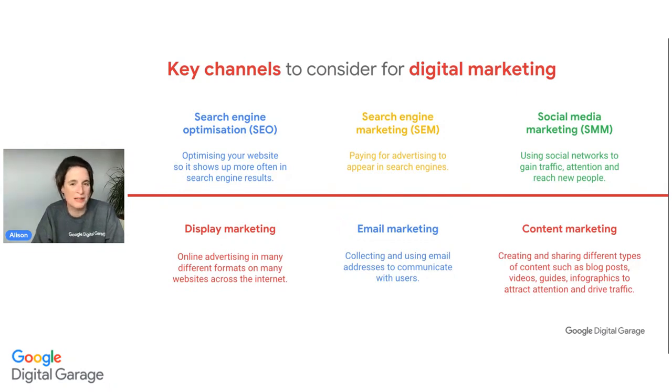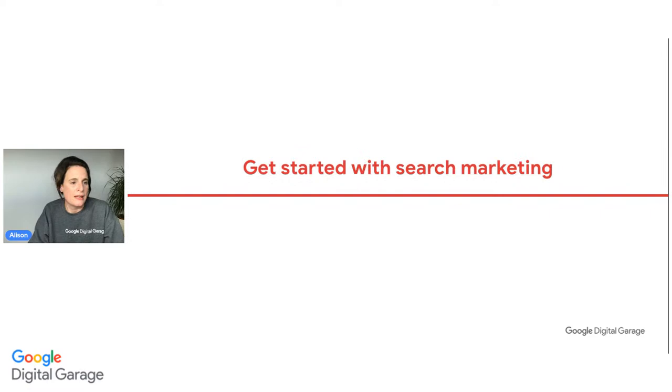And content marketing, which encompasses a whole variety of different types of content, such as blogs, videos, guides, infographics, any type of content you can produce to help grow your audience. But we'll get started with search marketing.